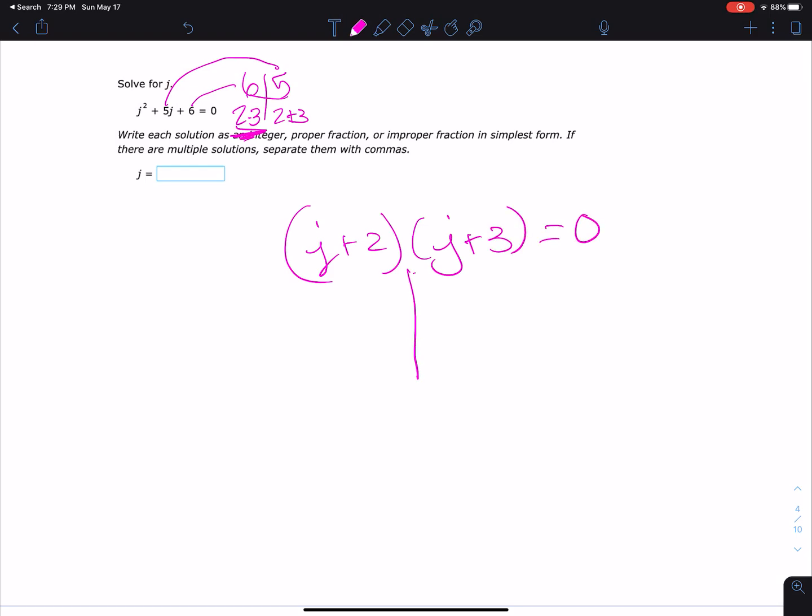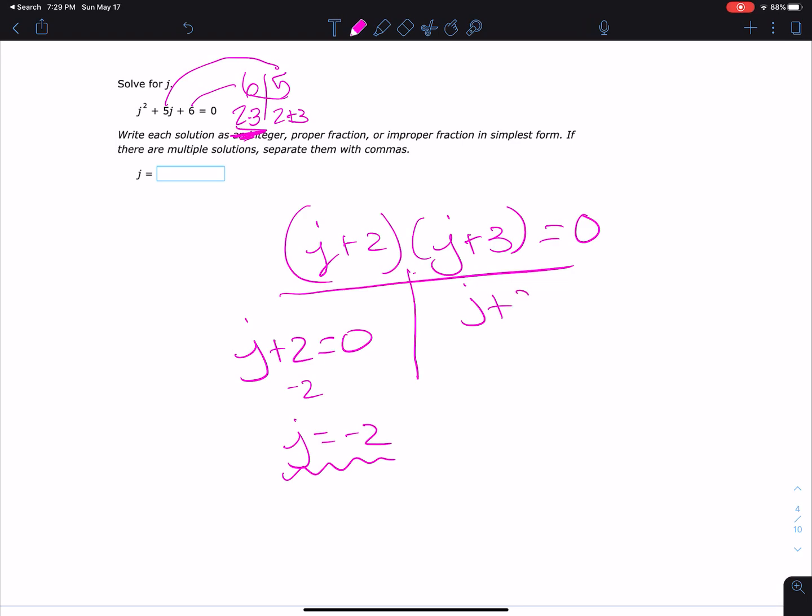Okay, and then that's factored, and now I just branch off. I would say j plus 2 equals 0. Subtract your 2, so j equals negative 2. And then this side, j plus 3 equals 0. Subtract your 3, so j equals negative 3. Then you would just write your two answers as negative 2, comma, negative 3. That's it.